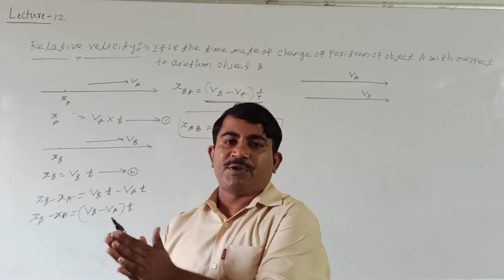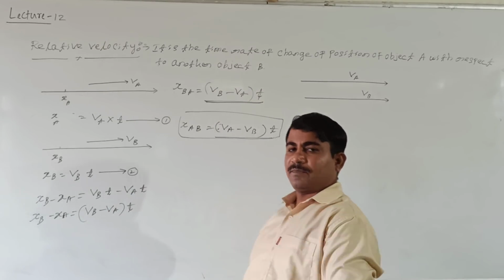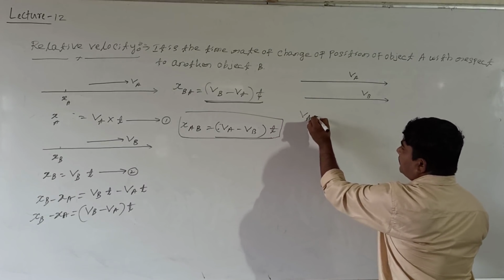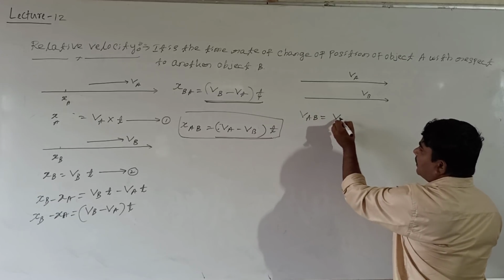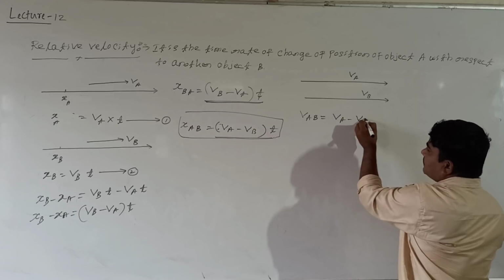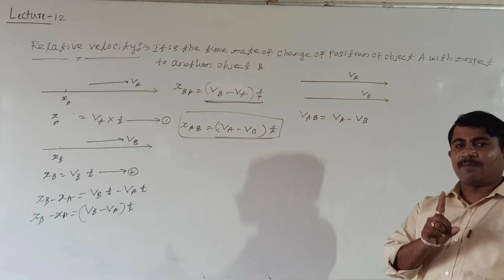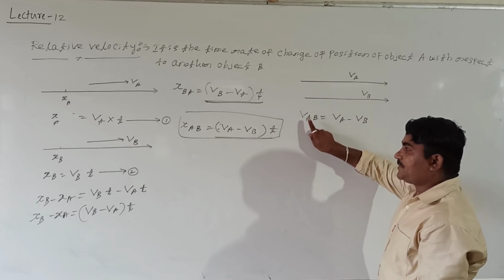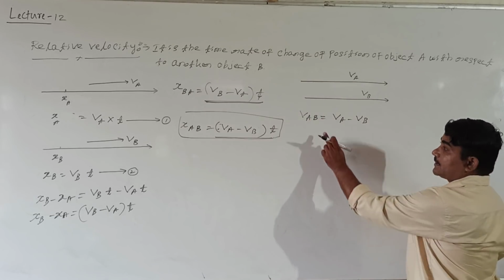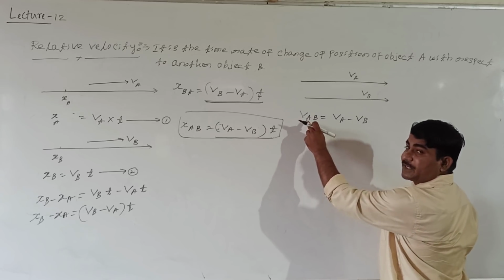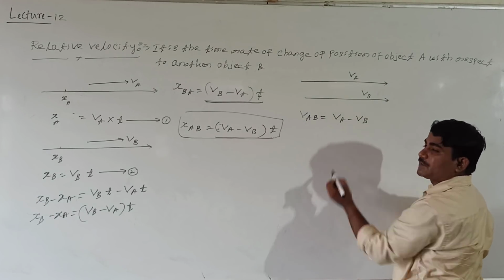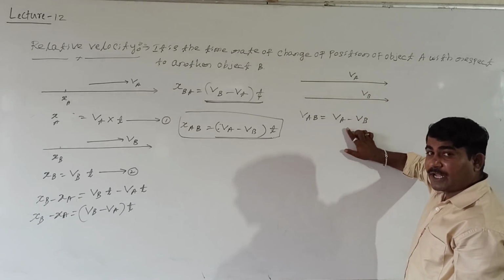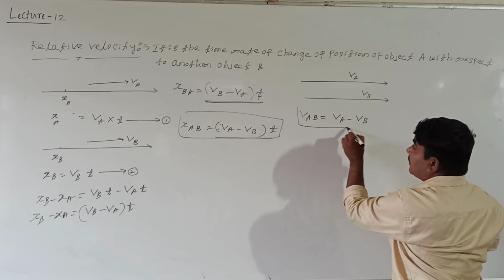Velocity of object A with respect to object B. See here. How to write? Velocity of object A with respect to object B is equal to VA minus VB. I mean, object B is seeing the velocity of object A. This we are calling relative velocity in this case. I mean, B observes A by what velocity? This velocity we are calling relative velocity.